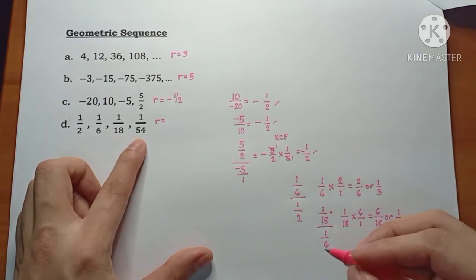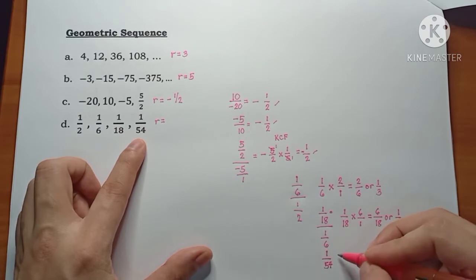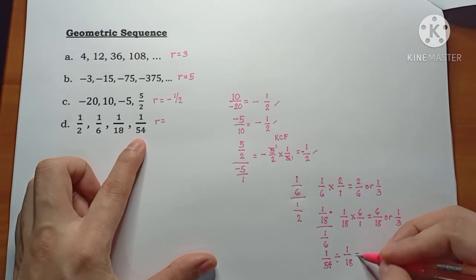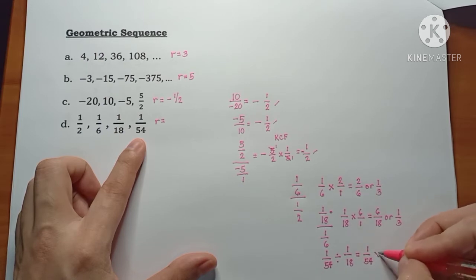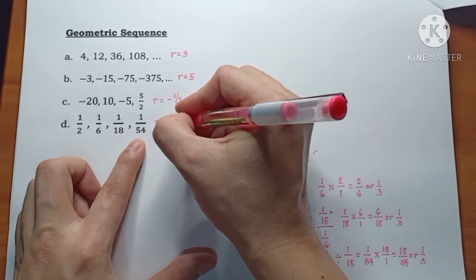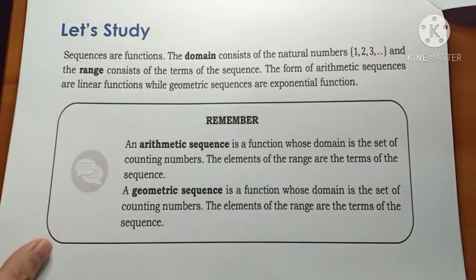And then, the last one, 1 over 54 divide by 1 over 18. Then, KCF, keep, change, flip, 1 over 54 times 18 over 1. So, that is equal to 18 over 54. Or, lowest term is 1/3. So, ang ating common ratio dito ay positive 1/3. So, ganun lang. Okay, now, punta tayo sa let's study.